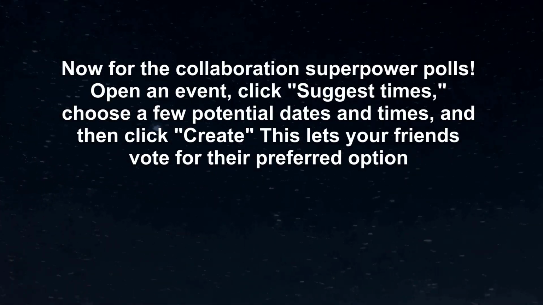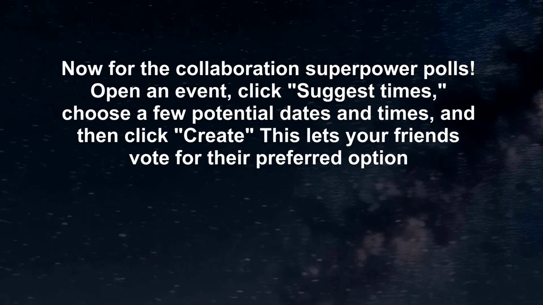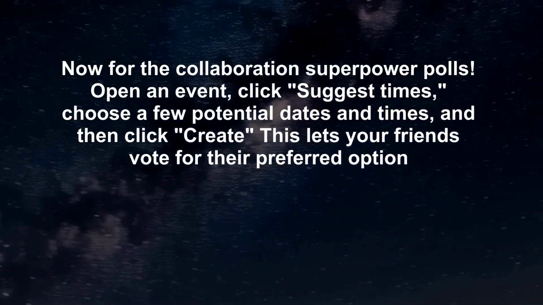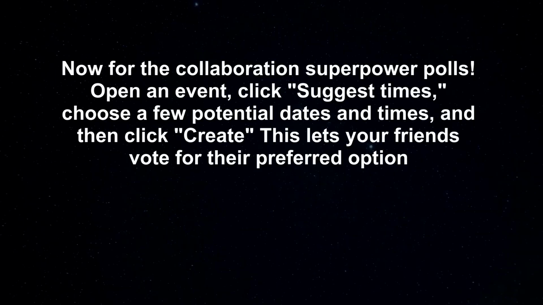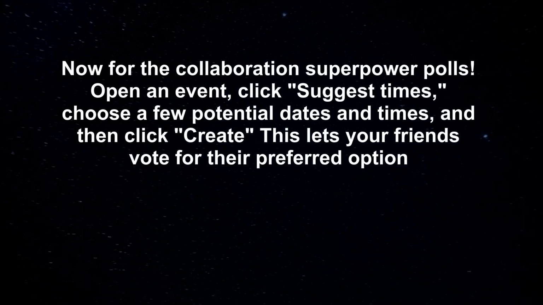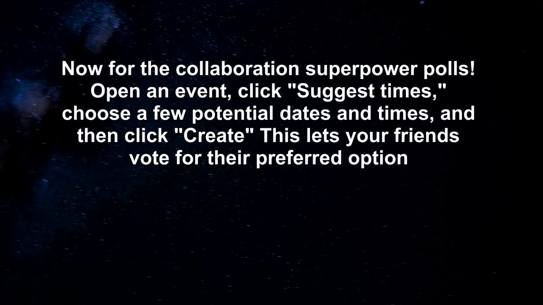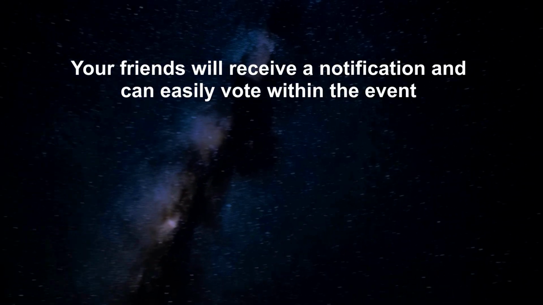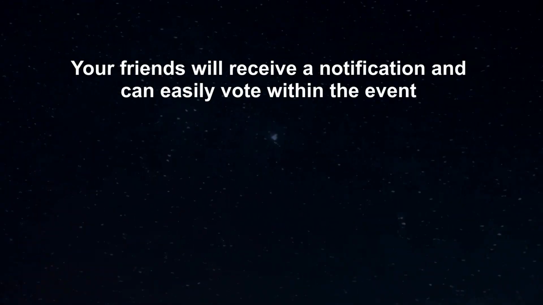Now for the collaboration superpower: polls. Open an event, click Suggest Times, choose a few potential dates and times, and then click Create. This lets your friends vote for their preferred option. Your friends will receive a notification and can easily vote within the event.